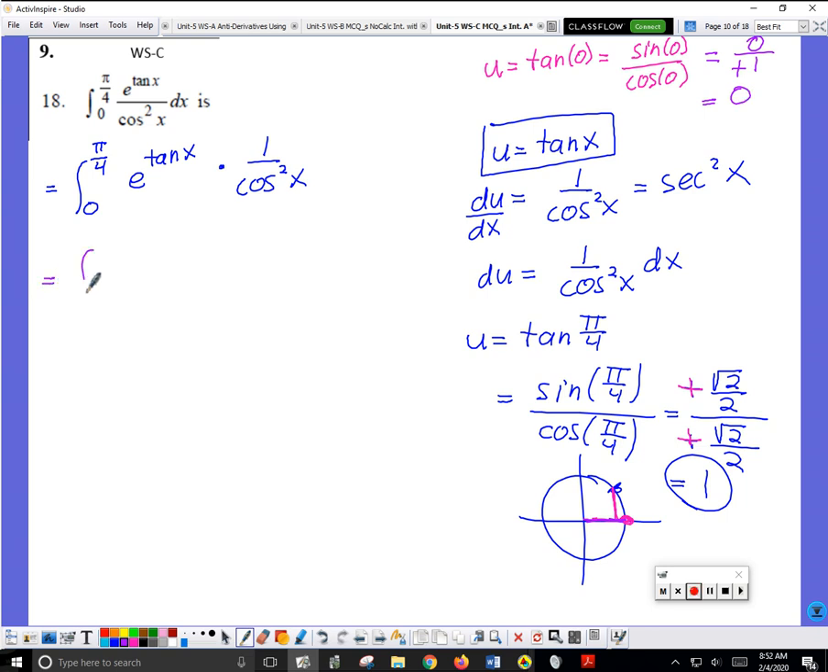So changing everything, this becomes 0 to 1. This becomes e to the u. And this becomes du. And now you pretend that you're starting with the purple and you didn't do any of this.